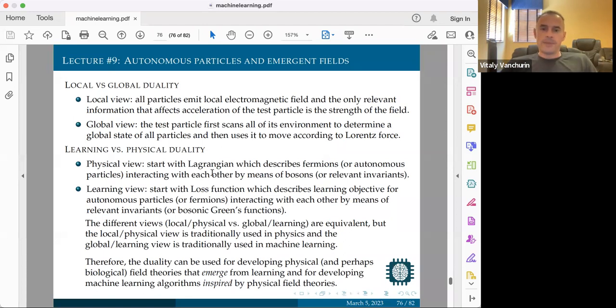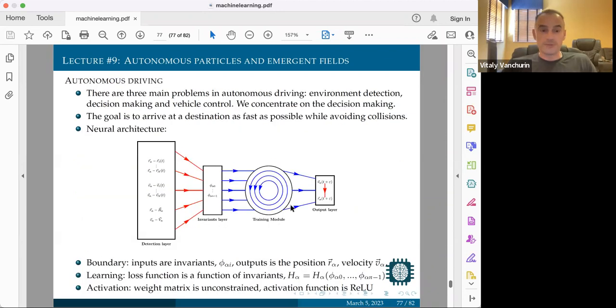Okay, so now let's dig into the particular example. We already showed the physical system, electrodynamics, where these ideas work well. Now let's try to uncover how this may help us to derive self-driving cars, right? Autonomous driving. We won't be chasing the real world. We are trying to identify the important principles underlying self-driving or autonomous driving.